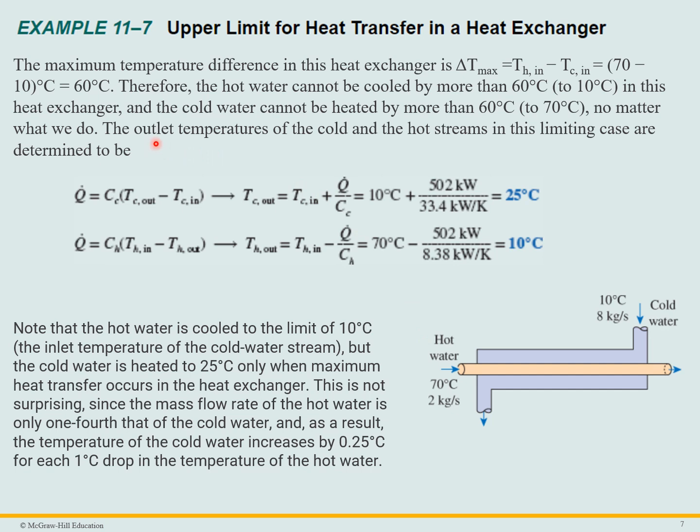So the outlet temperatures of the cold and hot streams in this case can be determined from the heat balance equation. We can solve these equations for T_C,out and T_H,out. Plug in the 502 kilowatts, the values for the heat rates. We get 25 degrees C for the T_C,out, and we get 10 degrees C for the T_H,out. Now you may wonder, okay, why aren't these equal? Well, they're not equal because they have different mass flow rates. The flow rate of the hot is much slower than the flow rate of the cold.